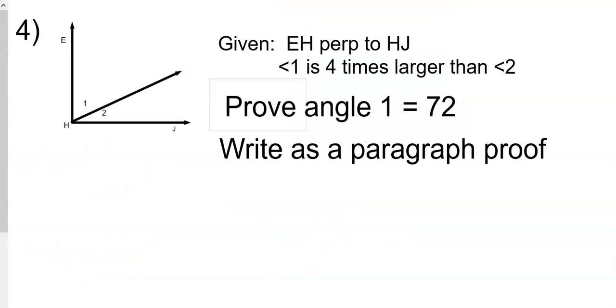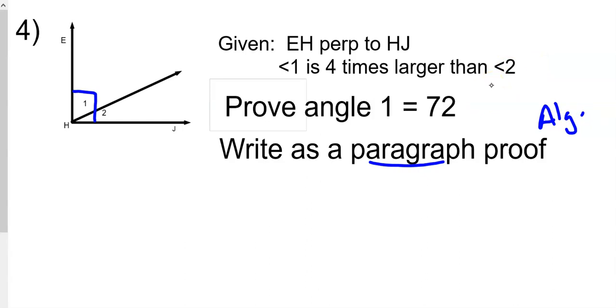Okay, so another proof here. Given EH is perpendicular to HJ, so let me go ahead and mark that as a right angle. Angle 1 is 4 times larger than angle 2. Prove that angle 1 is 72 degrees. So even though I said write this as a paragraph proof, hopefully you know you have to do that because you're going to use algebra to come up with proving angle 1 is 72 degrees.